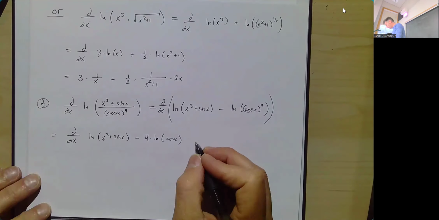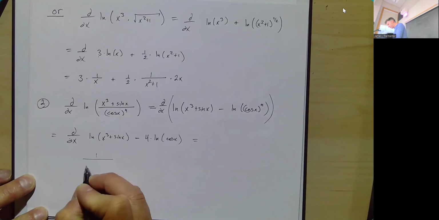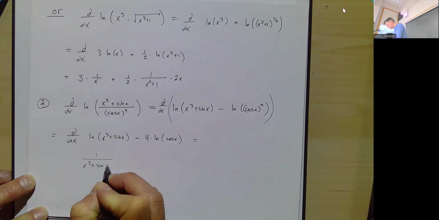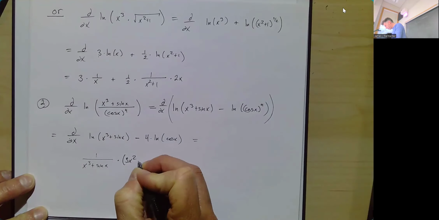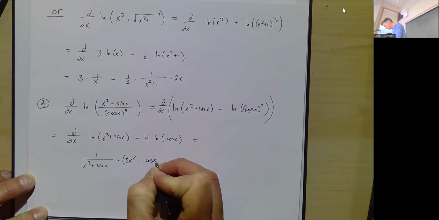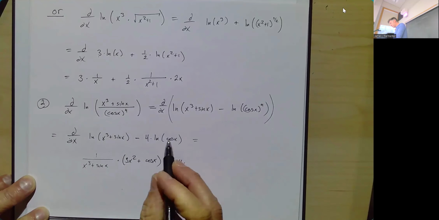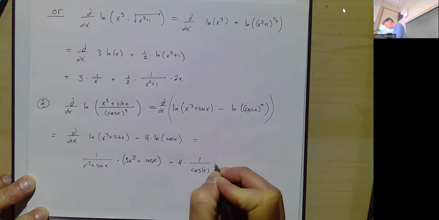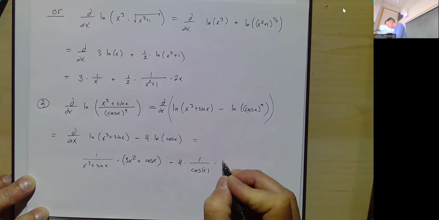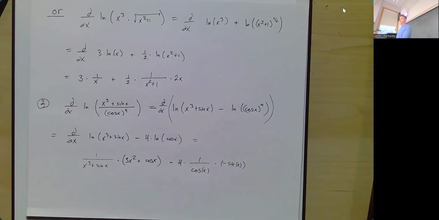So now we use our rules. The derivative of the natural log of some stuff is 1 over the stuff times the derivative of the stuff, which is 3x squared plus cosine of x. Minus 4 times the derivative of the natural log of some stuff is 1 over the stuff times the derivative of the stuff, which is negative sine of x. If I were taking a test and they said not to simplify, I would leave it alone. I will simplify this though.